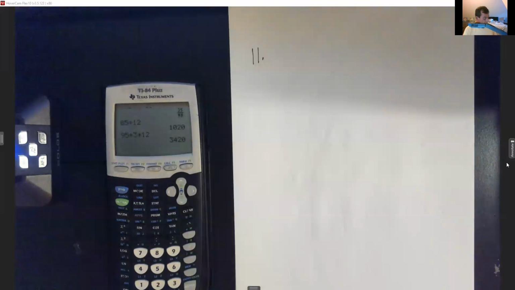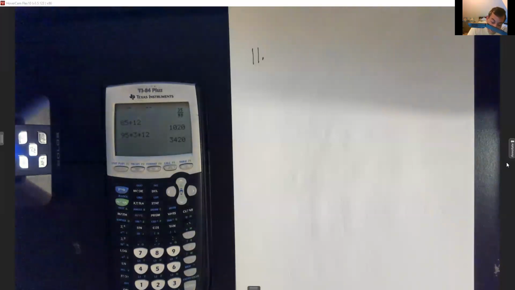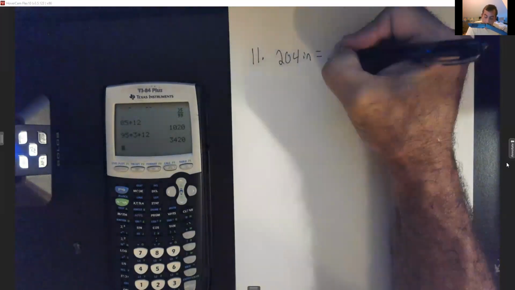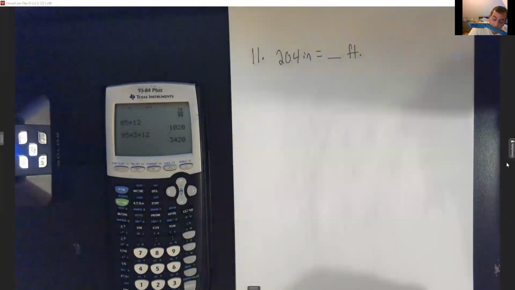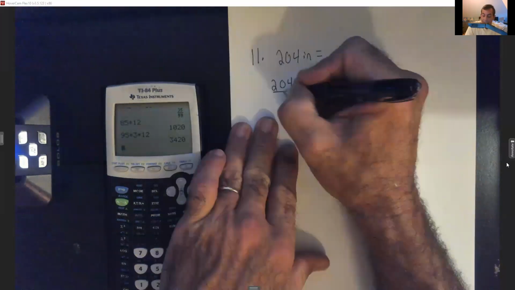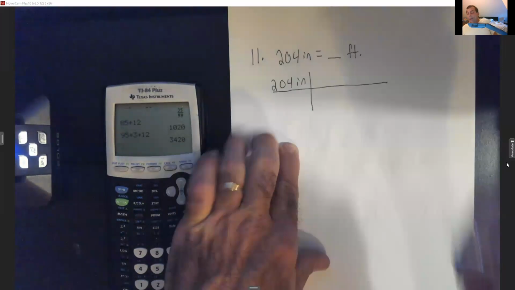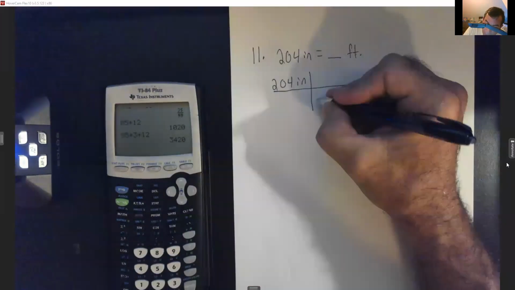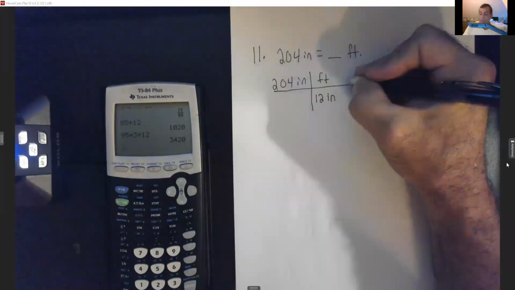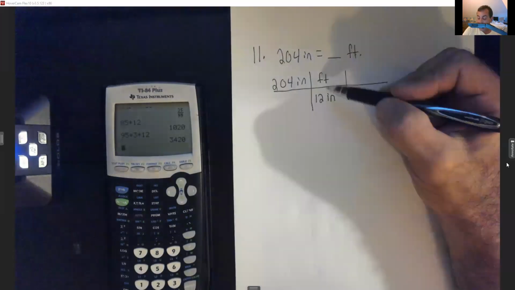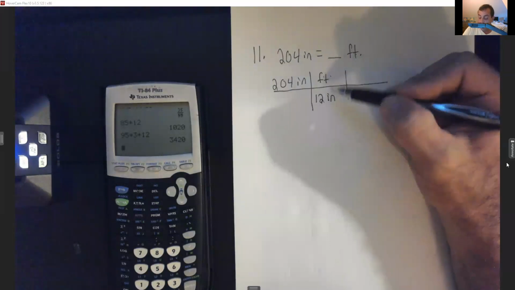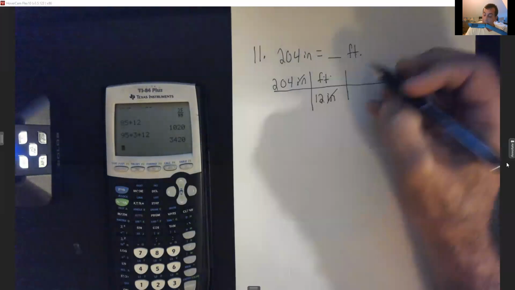All right, 11. 204 inches equals blank feet. Now, let's start with 204 inches. Now, watch the difference on this one. I'm going to turn inches into feet, but I know there's 12 inches in 1 foot. So you see, you got to have these numbers in the right spot. I can't put inches over 12 feet. It's got to be 12 inches per 1 foot. The inches cancel. You're left with feet like you needed.